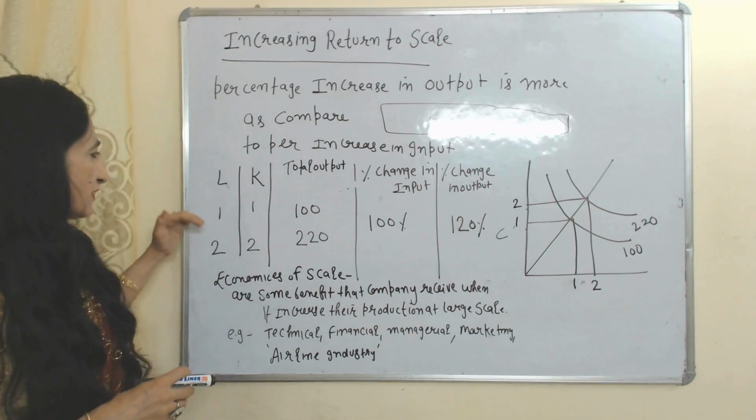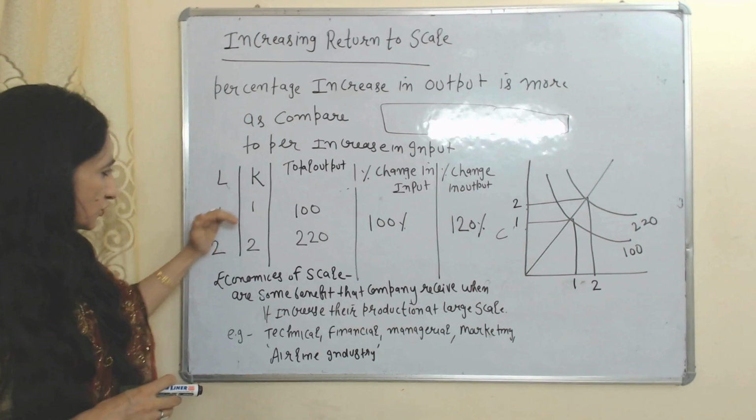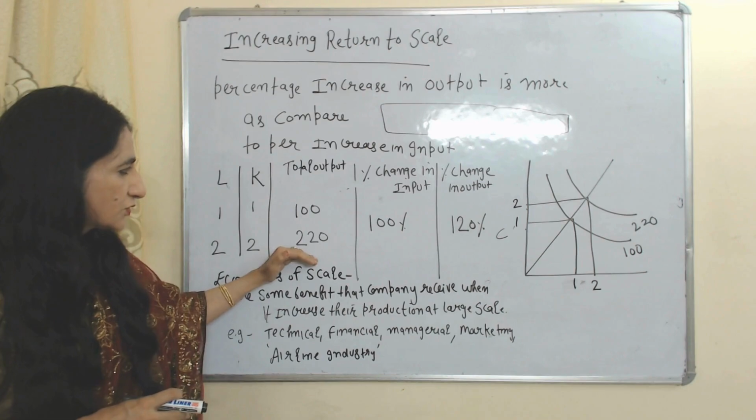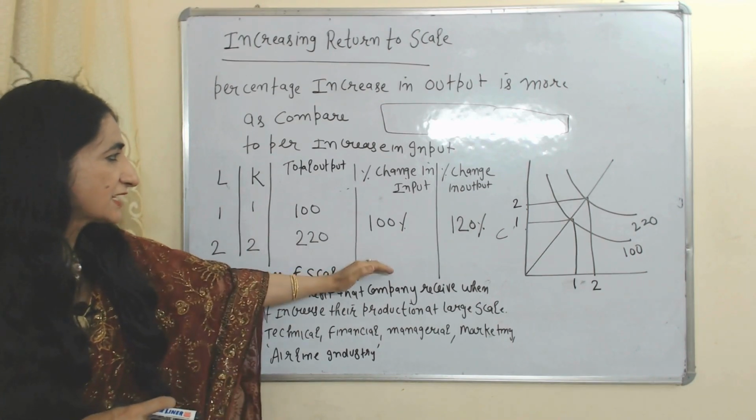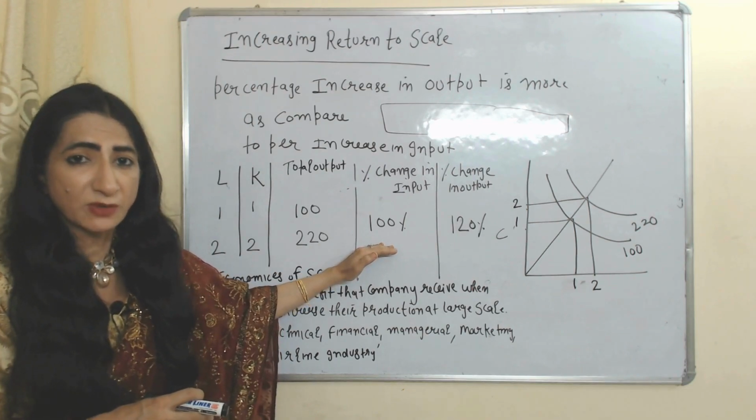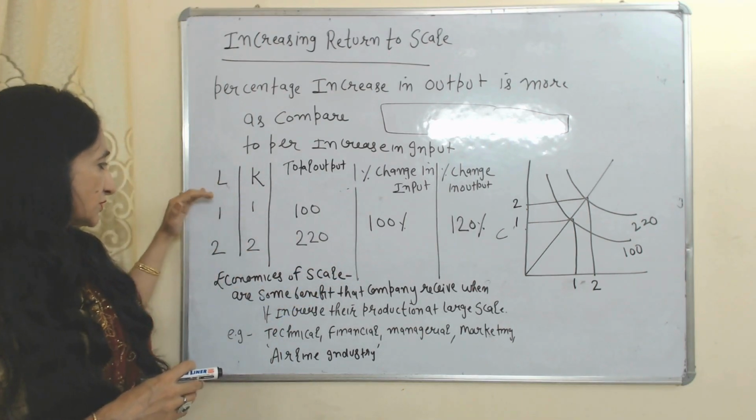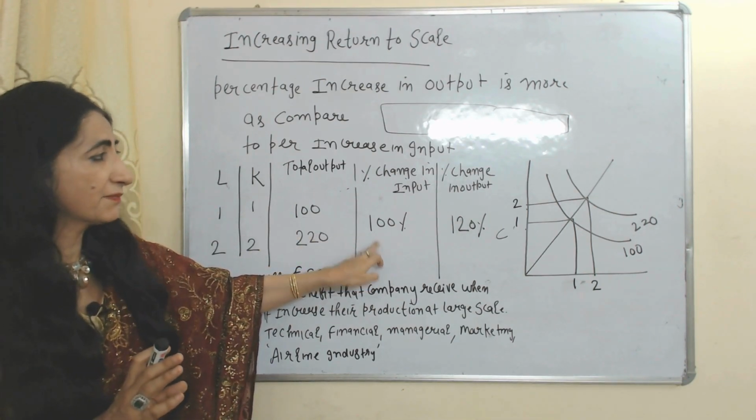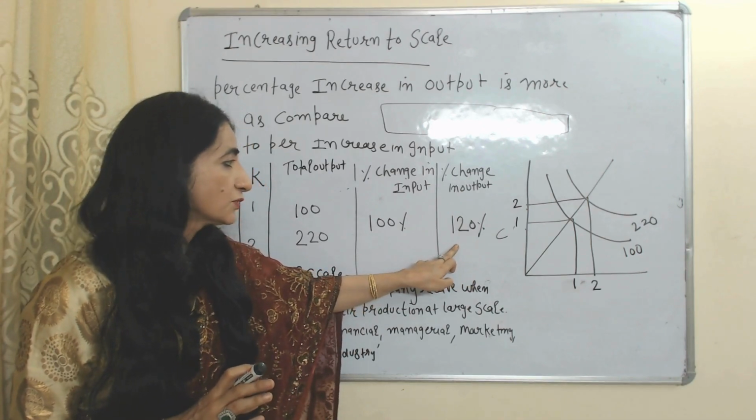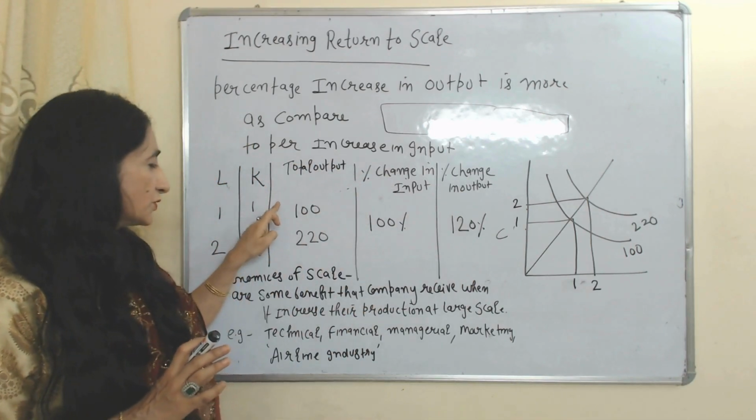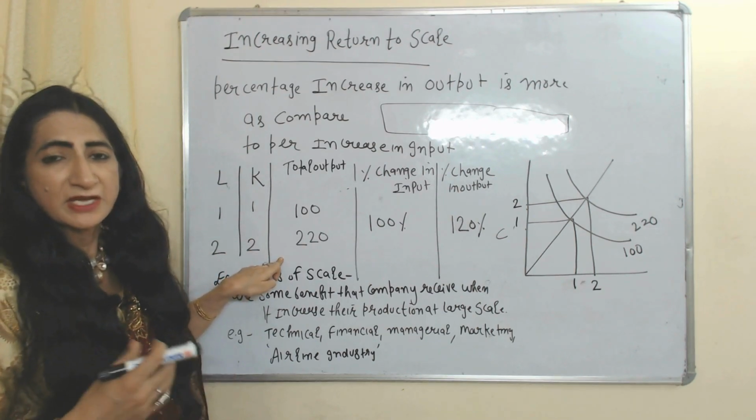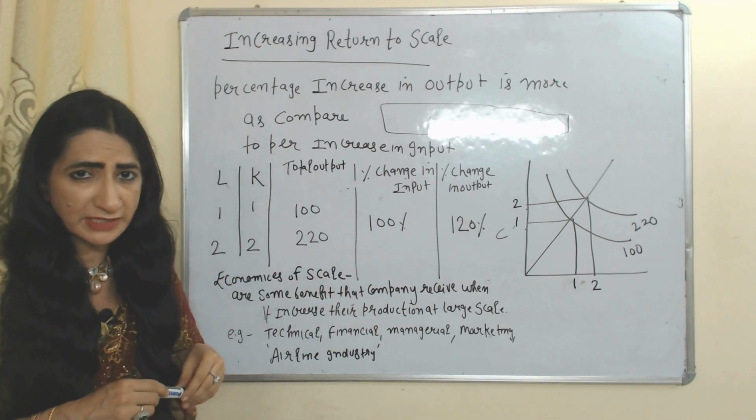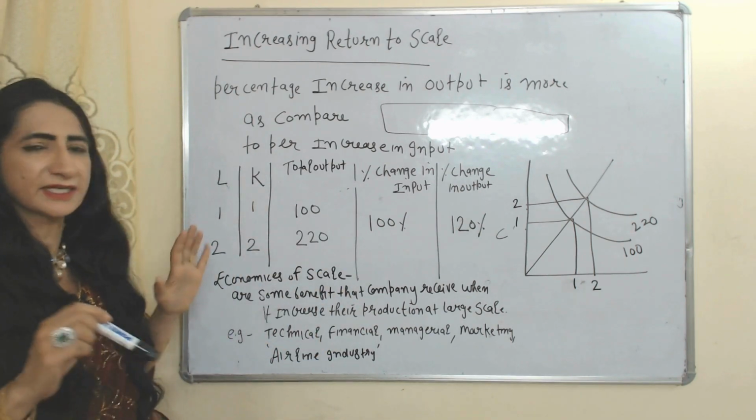When we increase our labor and capital from 1 to 2, our total output increases from 100 to 220. That means the percentage change in input is 100% because we change both inputs, labor and capital, from 1 to 2. But the percentage change in output is 120% because our output changes from 100 to 220. So we can say the percentage increase in output is more as compared to the percentage increase in input. It will be called increasing returns to scale.